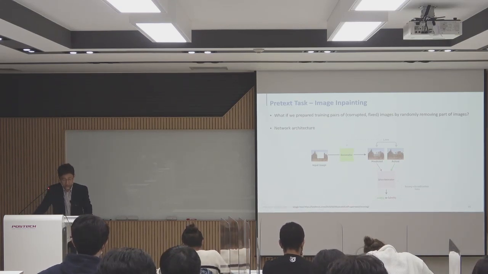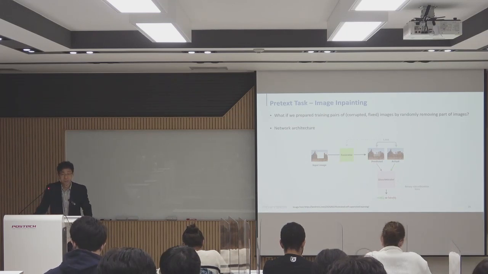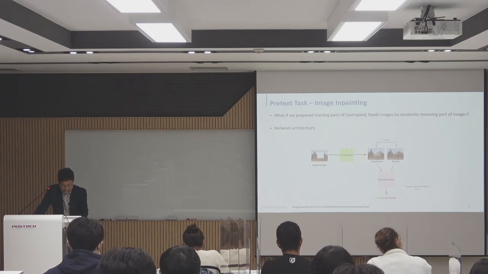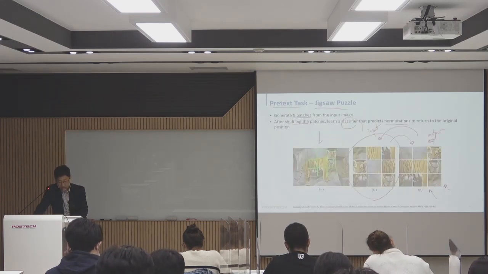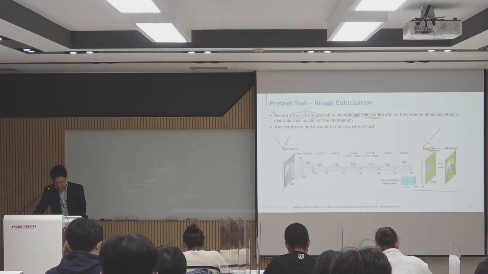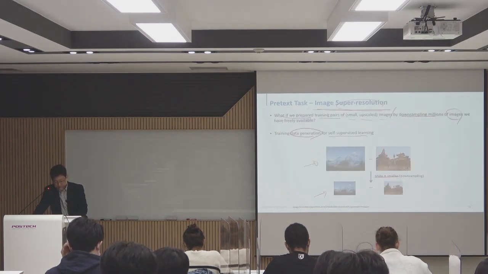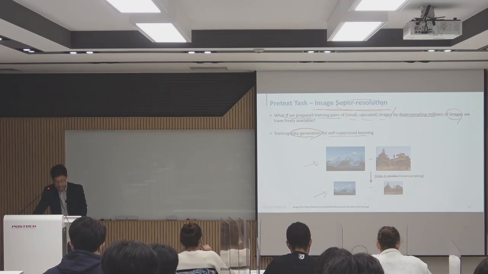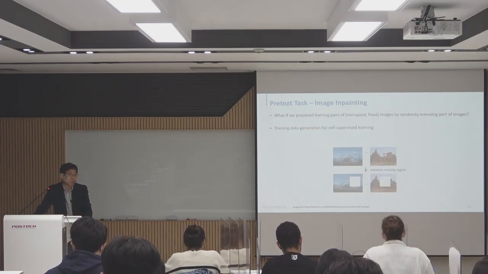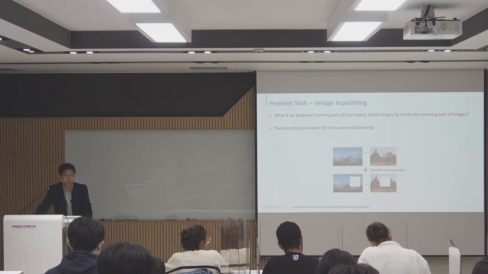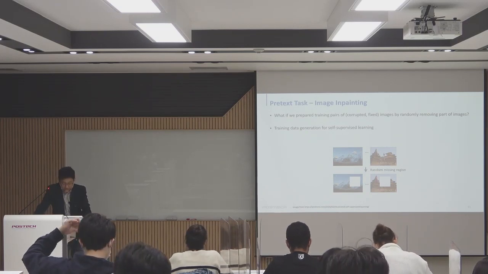So I guess I went through a lot of different examples related to pretext task. The first one was the context predictions, and the second was the jigsaw puzzles and image colorizations and super resolutions and deep inpaintings as well, and image inpainting problems. And I guess you got some idea of how we do the self-supervised learnings.